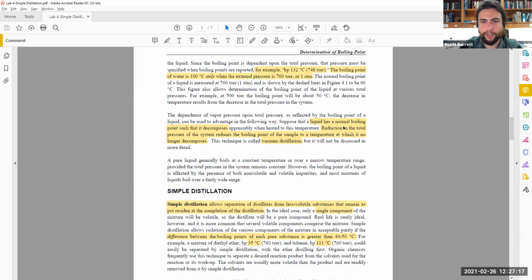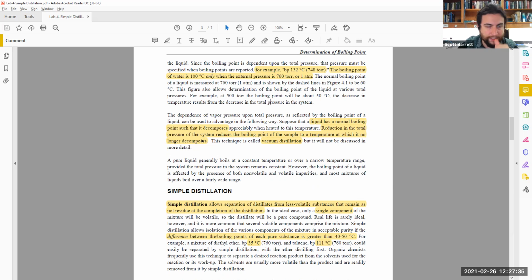So suppose that a liquid has a normal boiling point such that it decomposes appreciably when heated to this temperature. This would be one way that we could utilize pressure, because if we reduce the total pressure in the system, we can reduce the boiling point of the sample and no longer decompose it.